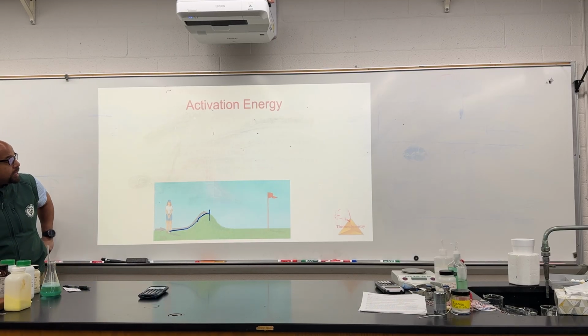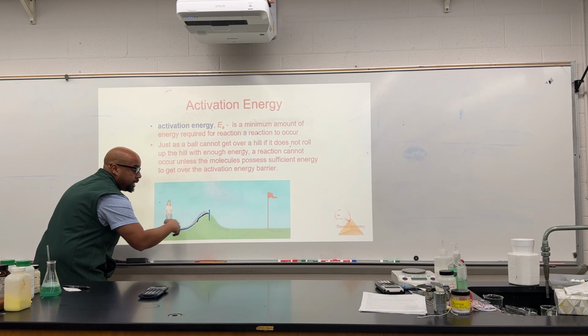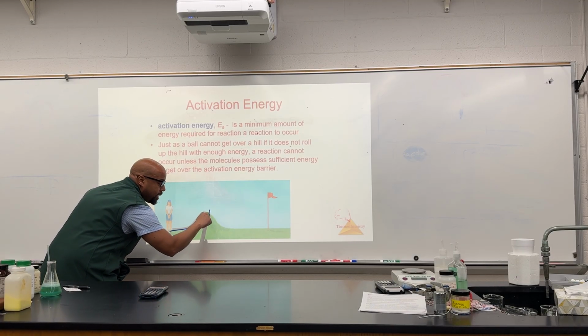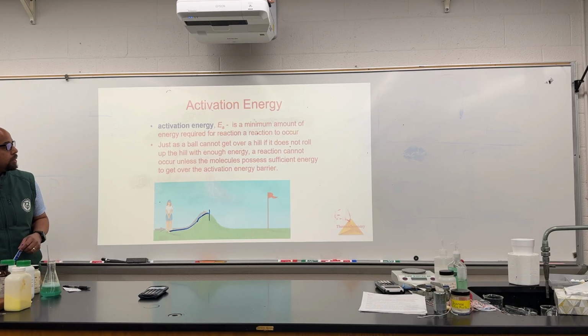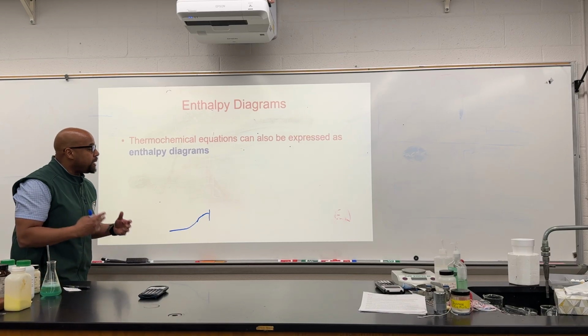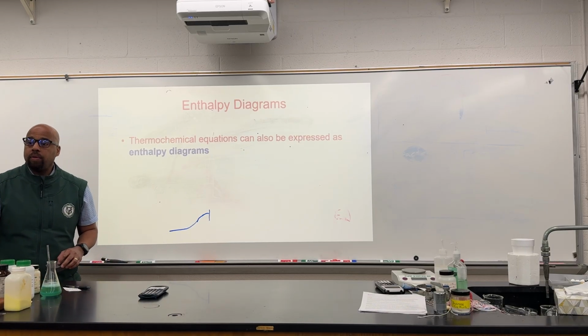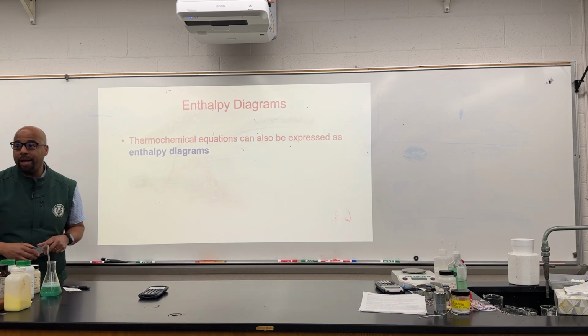And once again, in the scenario of the hill where I give it the minimum amount of energy, that's indicative of our activation energy. And it can now go over there and reach the product side. So if we look at this thing known as an enthalpy diagram, the enthalpy diagram is another way in which we can represent our thermochemical equation.